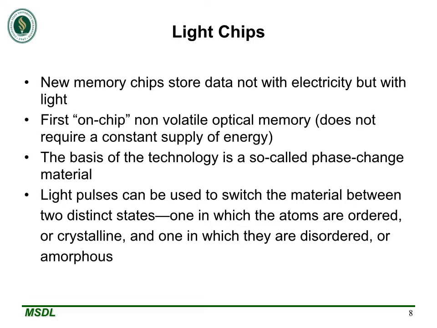The basis of this technology is so-called phase change material. The distinguishing feature of phase change materials is that they radically change their optical properties depending on their phase state, or the arrangement of atoms within them. Light pulses can be used to switch the material between two distinct states, one in which the atoms are ordered, or crystalline, and the one in which they are disordered, or amorphous.